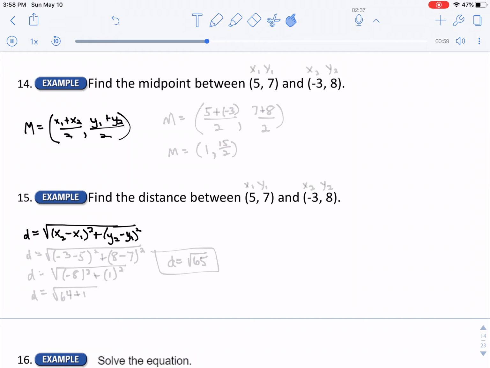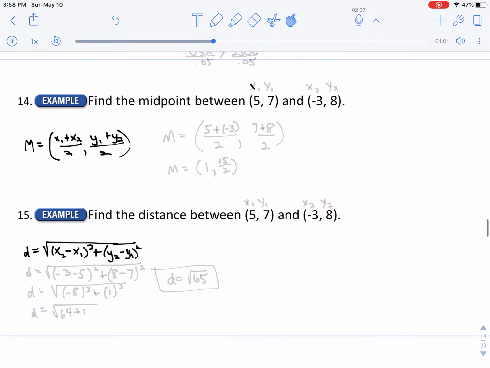All right, so this is our x1, y1, and this is our x2, y2. And for the midpoint formula, we're going to take x1, which is 5, and we're going to add x2, which is a negative 3, and divide that by 2, comma, and then y1, which is 7, plus y2, which is 8, and divide that by 2. So 5 plus negative 3 is 2, and 2 divided by 2 is 1. And 7 plus 8 is 15 over 2, and there's the midpoint.